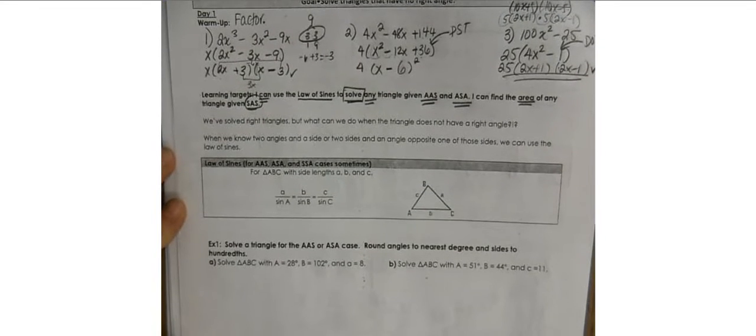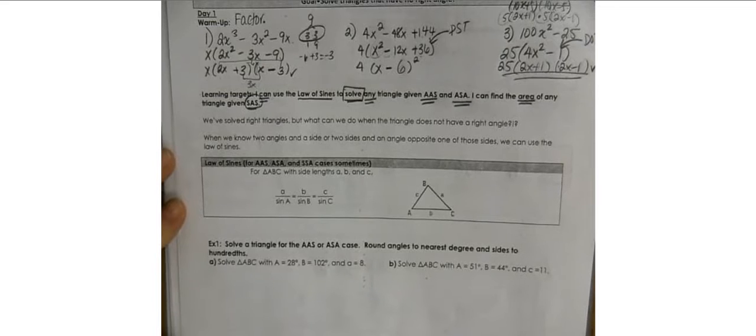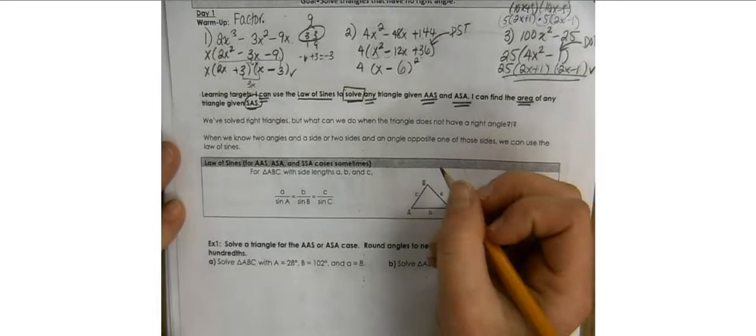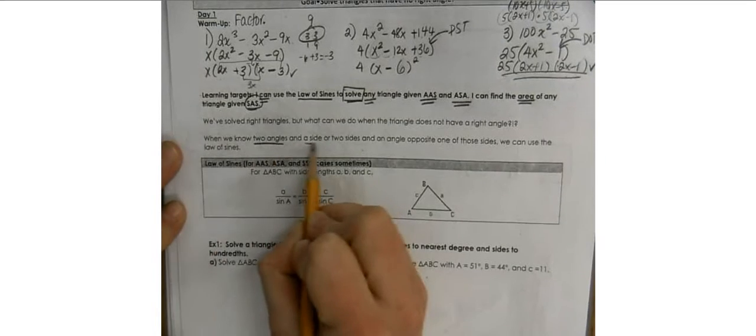So far, like I said, we've solved right triangles. But what can we do when the triangle does not have a right angle? Well, when we know two angles and a side, or two angles and a side opposite of one of those angles, we can use what we call the law of sines. And the law of sines is a proportion where it's little a divided by the sine of angle A, little b divided by the sine of angle B, and little c divided by the sine of angle C.